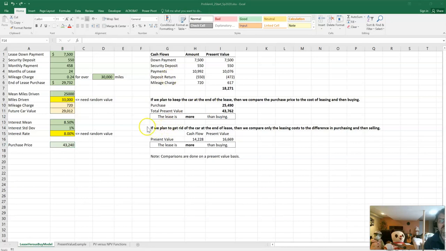Now the other option is that I would get rid of the car after the lease. I just give it back. But for a comparison there, then I have to compare that to selling if I bought it now. Well, we said that the future value is tied into this mileage just like the mileage charge. So in this particular example, if I drive it 33,000 miles, I can't sell it for $29,732. I can only sell it for $29,112. In a pure cash flow, a nominal value, that's the $43,240 I spent, minus the $29,012 I'll be able to sell it for in 2 years.